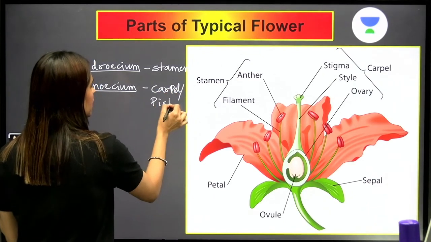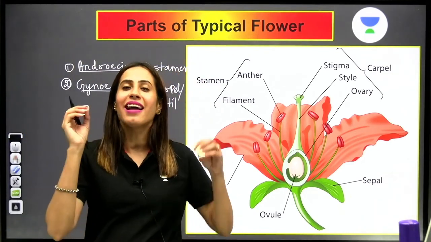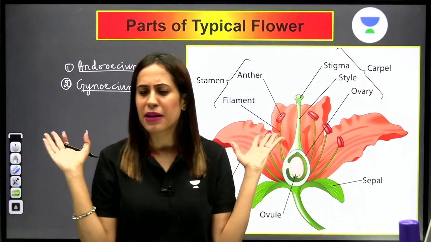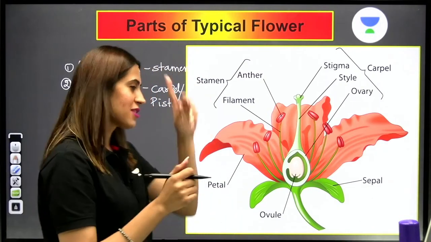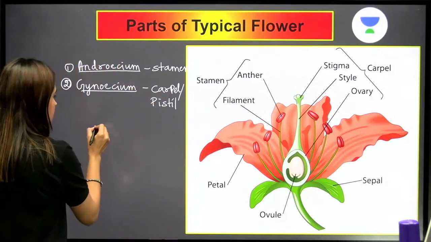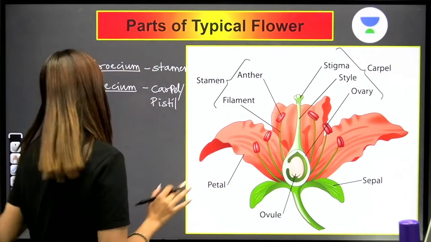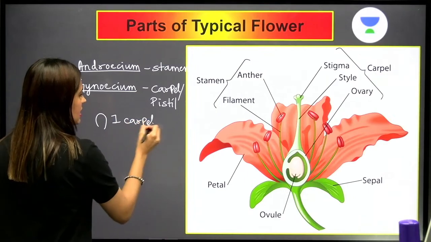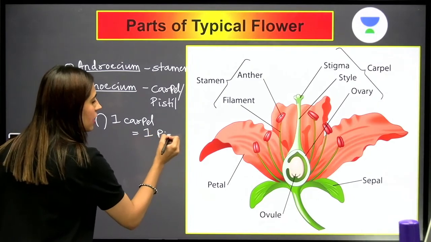Here, I am going to tell you the concept, how carpel and pistil are different. I know most of you have studied that carpel and pistil are same, but carpel and pistil are different. Look here. What is the difference between carpel and pistil? Suppose we have one carpel, right? So this is one carpel, and yes, it is equal to one pistil.